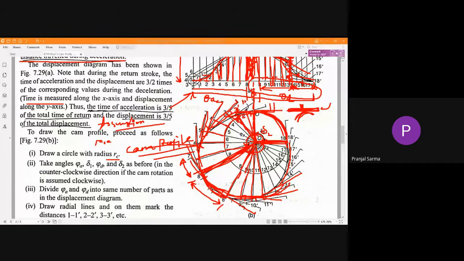So division is done. After that, drawing that particular follower portion. You have understood that now. That much we have shown. Yes, drawing this.